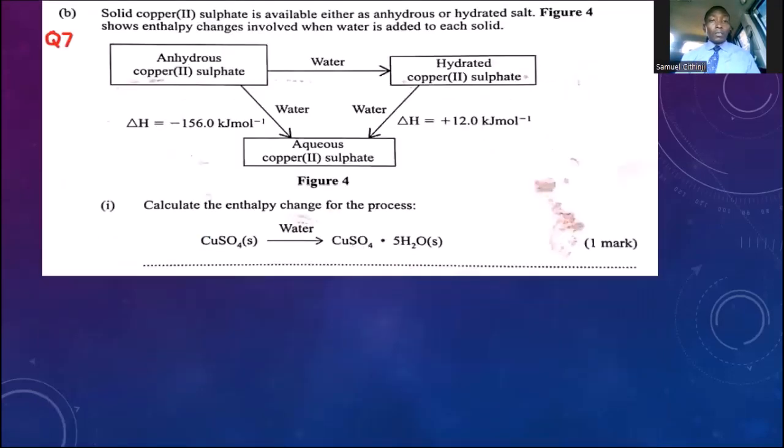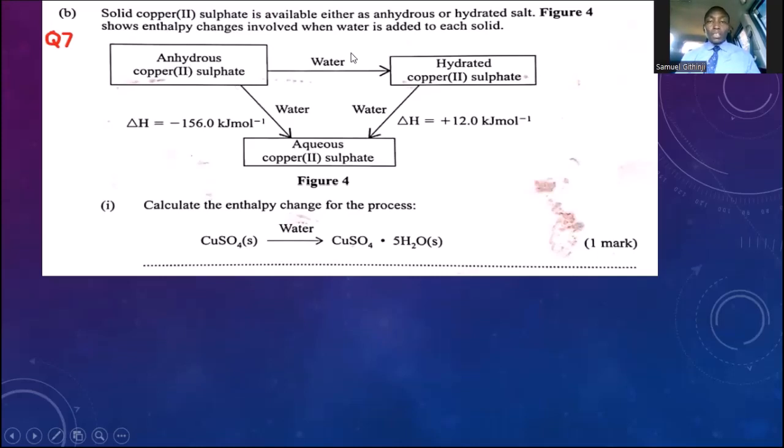Let's go on. You had a question here on application of Hess's law. Anhydrous copper 2 sulfate, you add water, you get hydrated copper 2 sulfate. Then hydrated copper 2 sulfate is converted to aqueous copper 2 sulfate. You can start with anhydrous copper 2 sulfate and go direct.